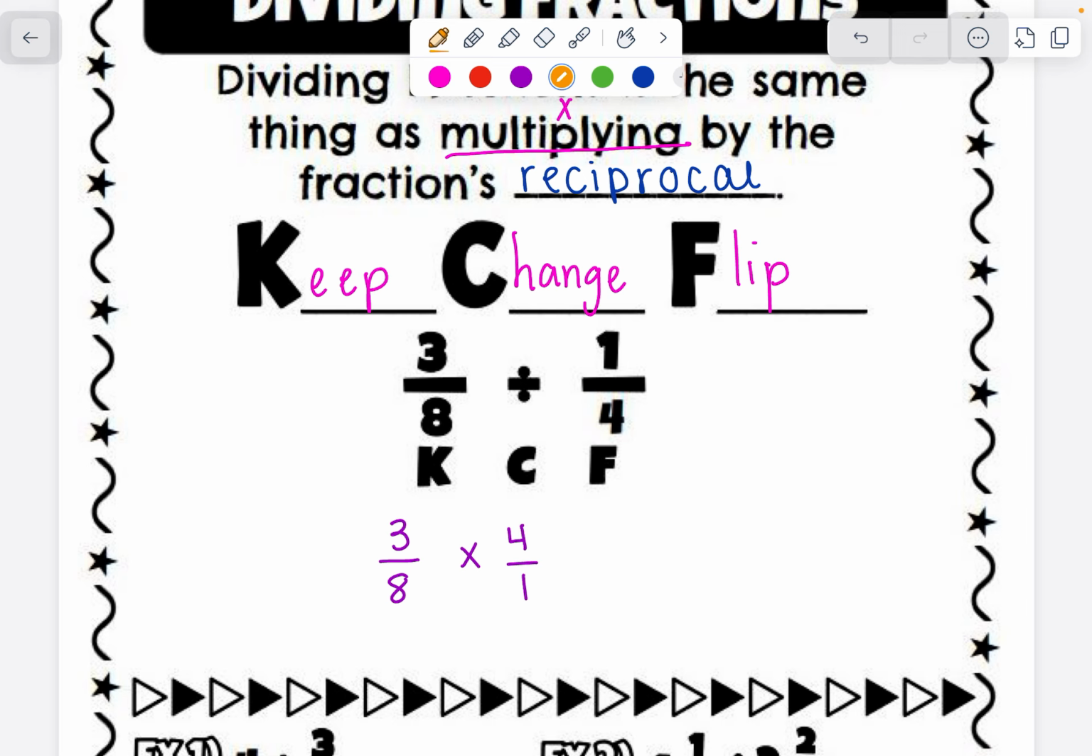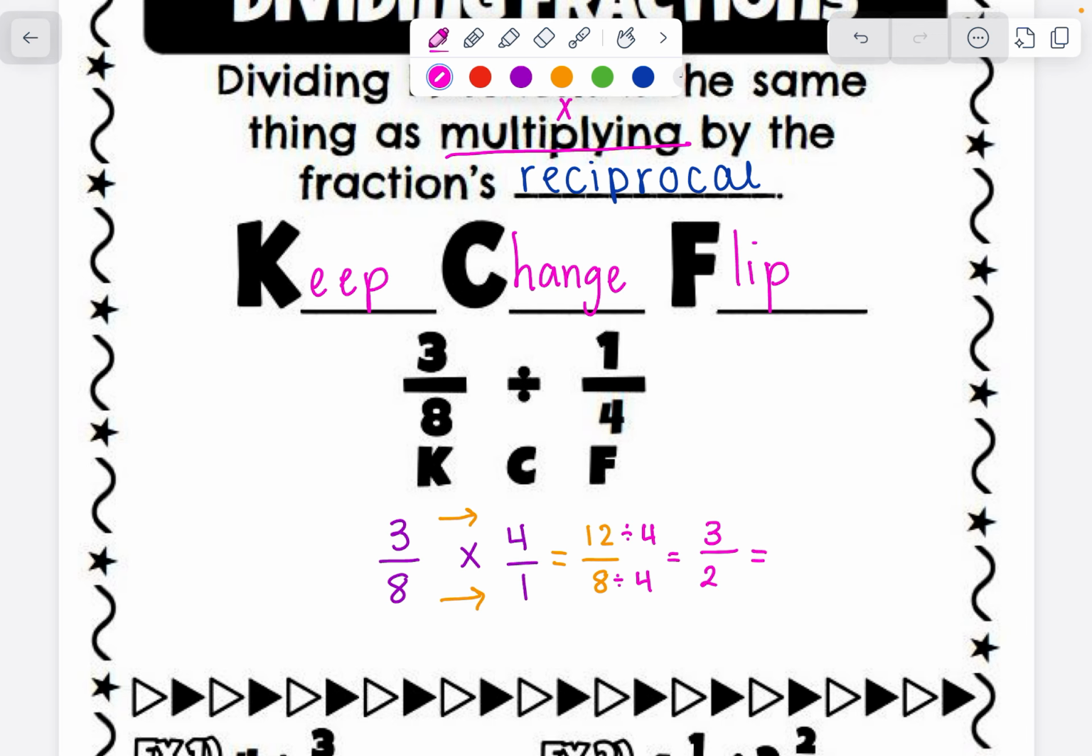Now, if we remember from yesterday when we did multiplying fractions, we multiply straight across. So I do 3 times 4, which is 12. I do 8 times 1, and that is 8. Hopefully you're already thinking, oh, she's not done yet. We have to keep going. So first things first is I'm going to simplify 12 over 8. I simplify it by 4 to get 3 over 2.